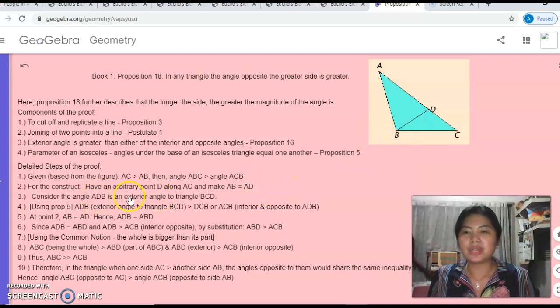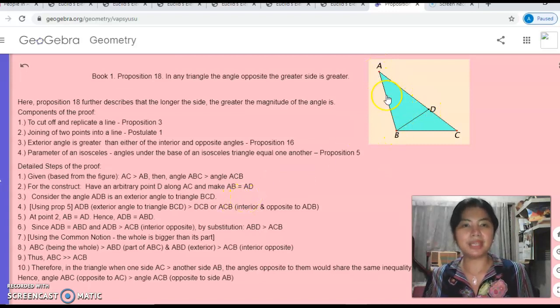Then step 2, the construction. We have point D along the line AC, and we will replicate AB and make it equal to line AD. So we have the equation AB equals AD. For step number 3, we have the exterior angle ADB here. It is outside the triangle BDC. So that's an exterior angle, and it is greater than the interior opposite angle DCB here, or let's say angle ACB. Those angles are just the same. So the exterior angle ADB is greater than angle ACB.